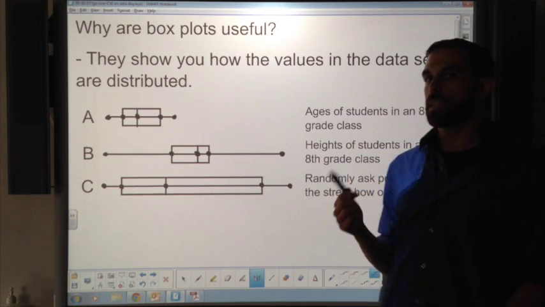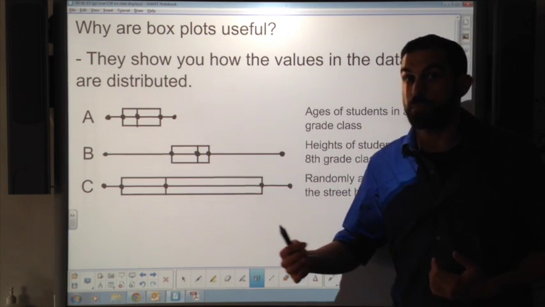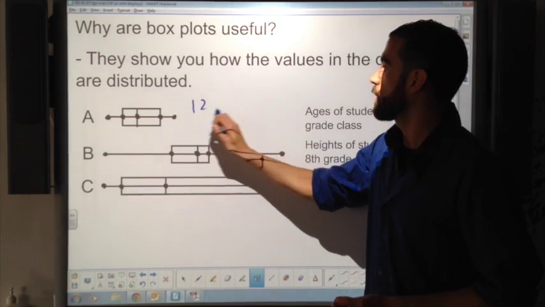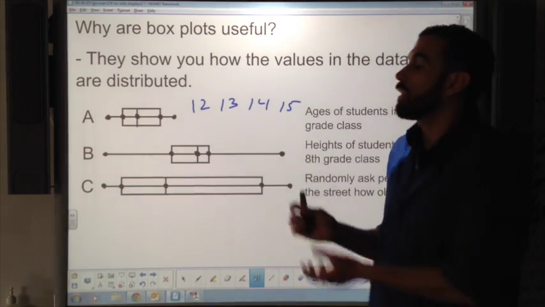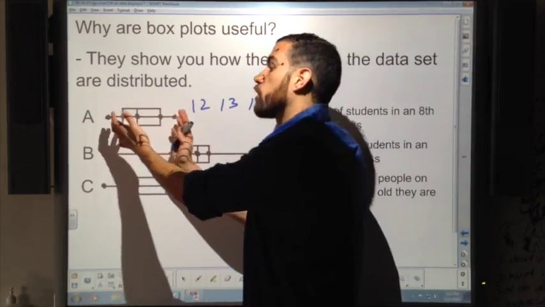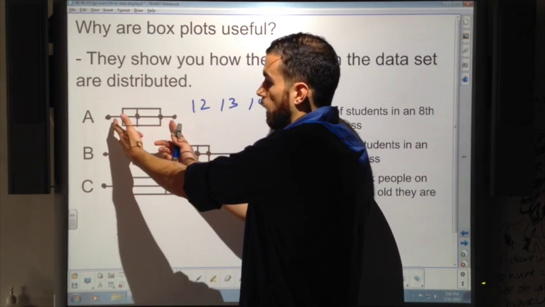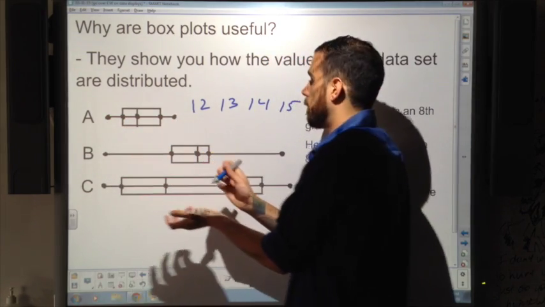Well, most students in an 8th grade class are going to be anywhere from 12, 13, 14, maybe 15 years old. All of those ages are really close together because all the numbers are really close together. That means if all of the kids in the class are one of these ages, all of your data points are going to be really close together. So the box is going to be small, and then all of the outer parts, the maximum and the minimum, will also be relatively small.